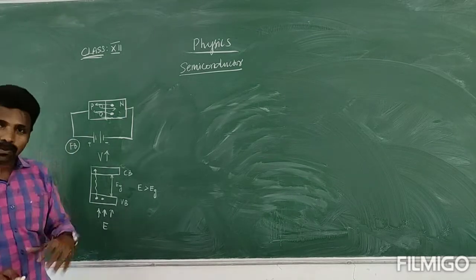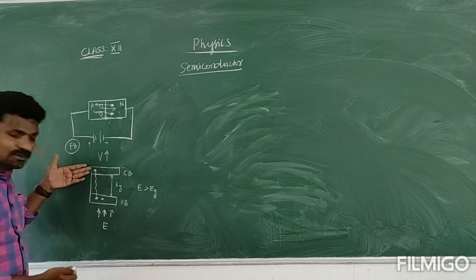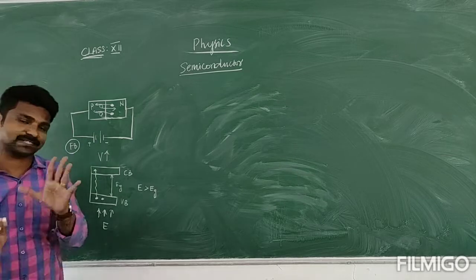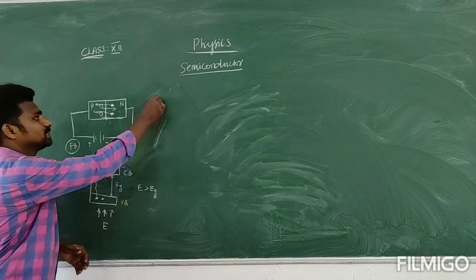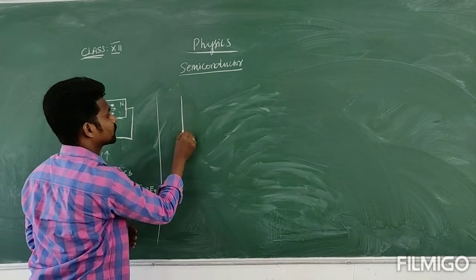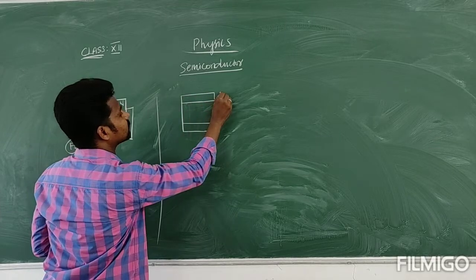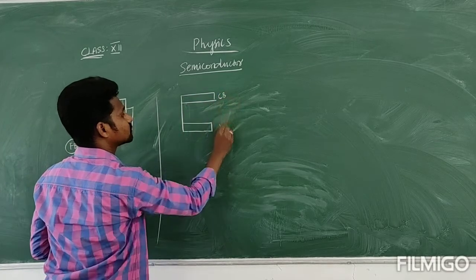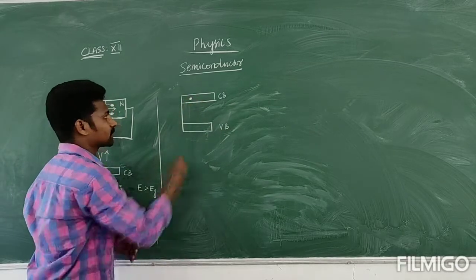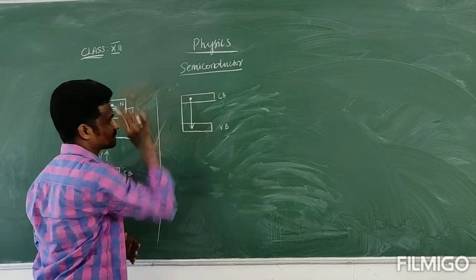But now what I am going to discuss: suppose the electrons are jumping from the conduction band to the valence band, what happens? That is the question. So now the electron is here, and it is jumping from the conduction band to the valence band.